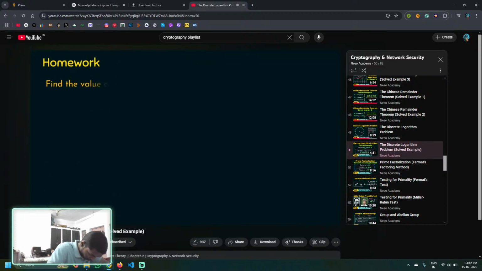Before we sign off, let's see the homework question. The question is: find the value of x in 2 power x mod 7 equal to 4. I have given a different equation here, and I want you to try values of x starting from 1 so that this becomes a valid equation, and find the value of x and post your answer in the comment section.